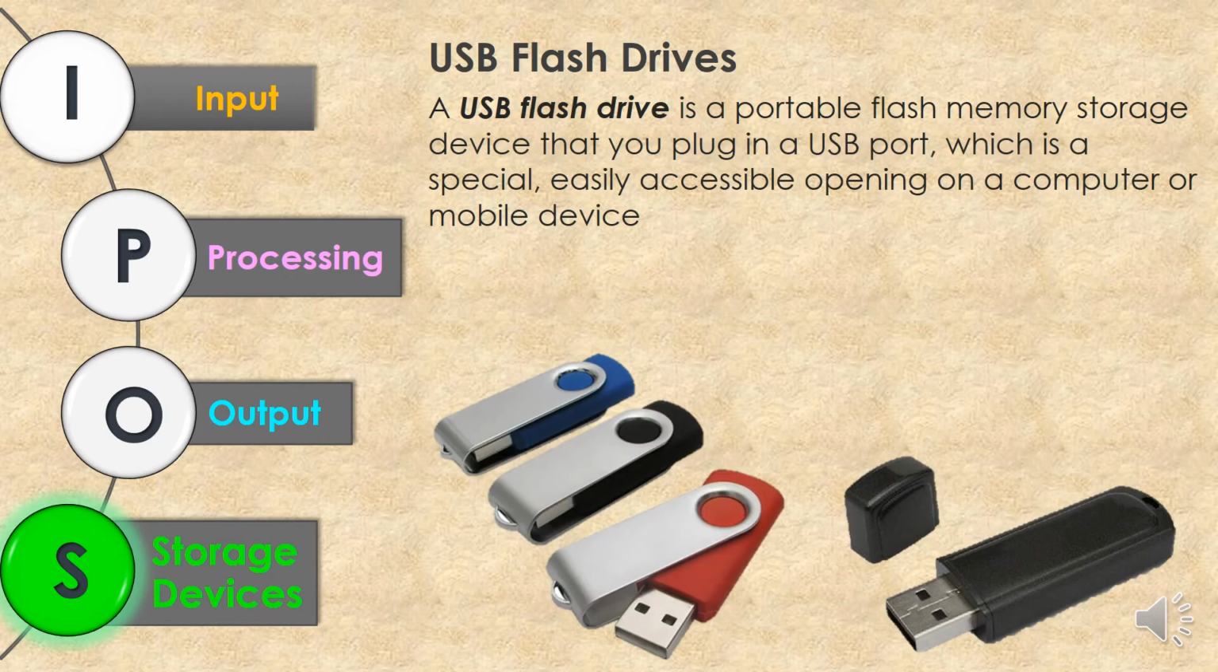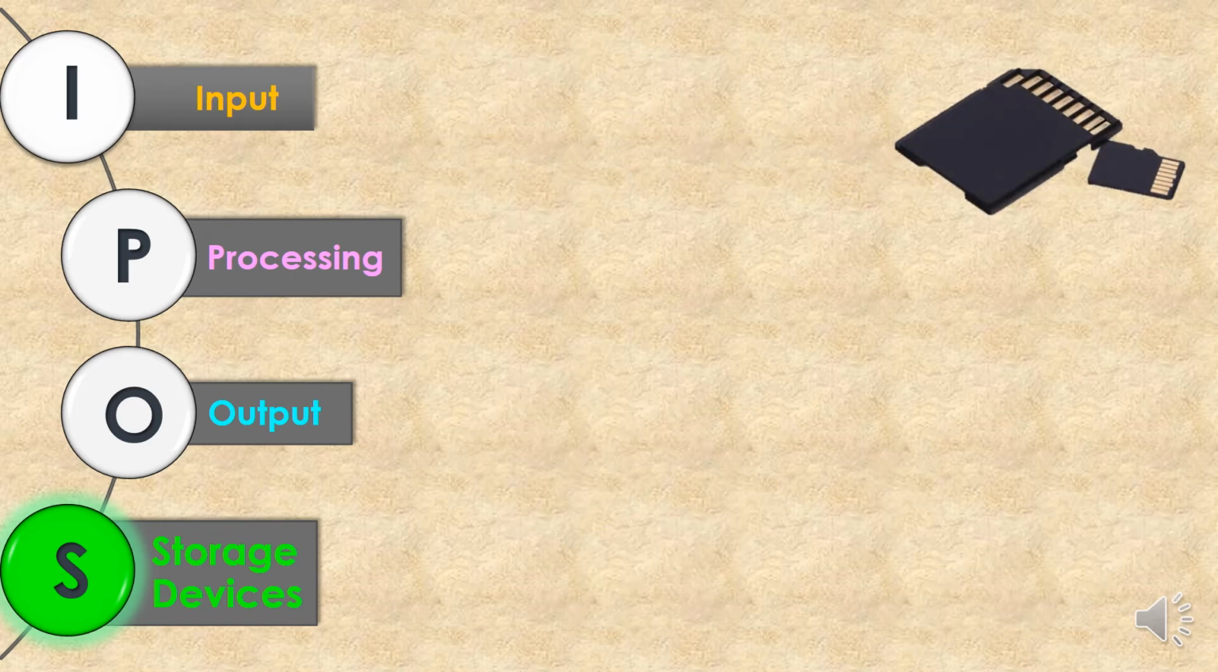USB flash drives are also known as USB stick, USB thumb drive, or pen drive. It is a portable flash memory storage device that you plug into a USB port, which is a special, easily accessible opening on a computer or mobile device.